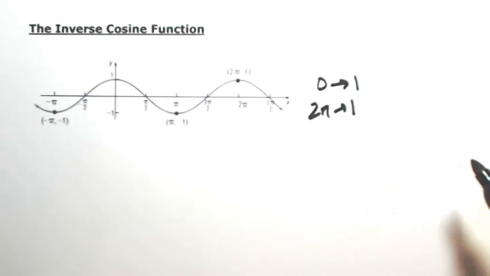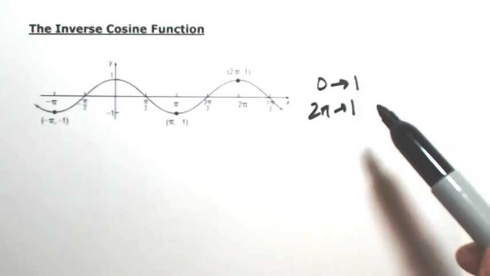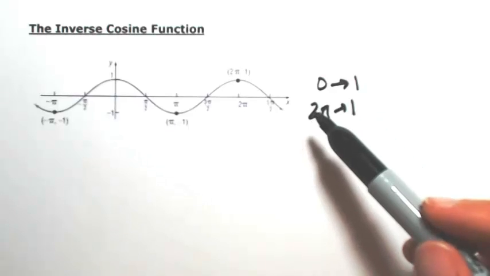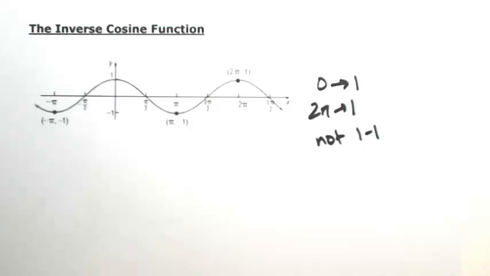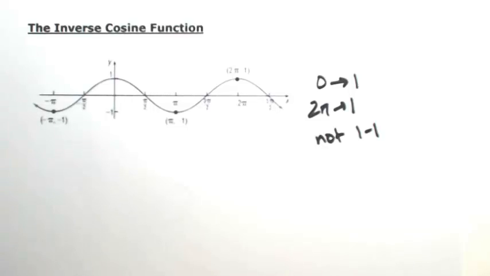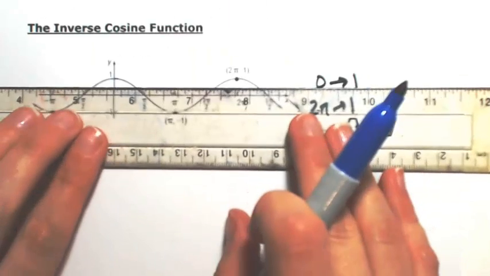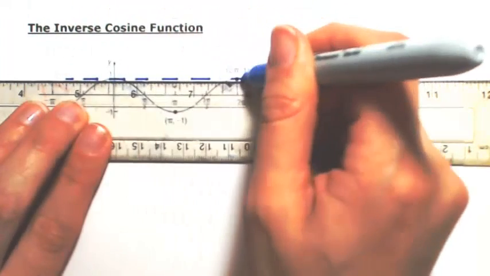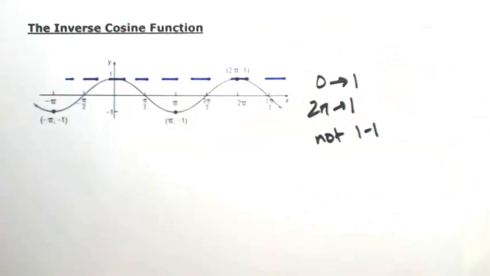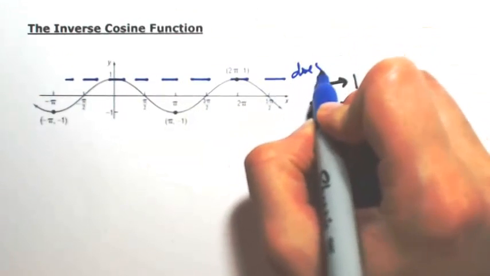So while this is a function, it is not a 1-to-1 function because the output of 1 gives us back 2 different x's. So this is not 1-to-1. Another way to see that is the horizontal line test. Let me take a horizontal line through those 2 points that we just discussed, and you'll see that it does not pass the horizontal line test because it crosses more than once.